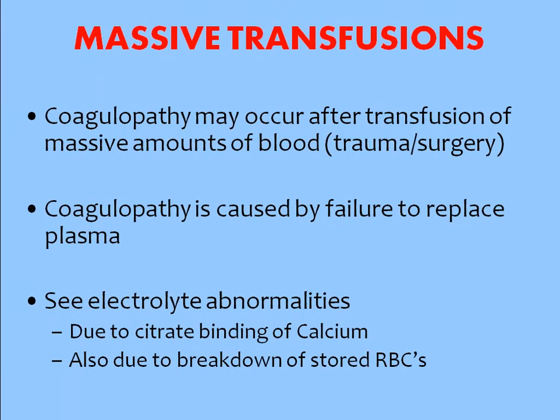So what happens in massive transfusions? Coagulopathy is the most common complication because of the massive amounts of blood transfused, because there is a failure to replace the plasma. And what are the common abnormalities? Because the blood given is deficient in calcium, there is hypocalcemia, which will lead to all the side effects that can be caused by hypocalcemia, like arrhythmias. And also there is breakdown of the stored RBCs, which may lead to decreased oxygen carrying capacity.